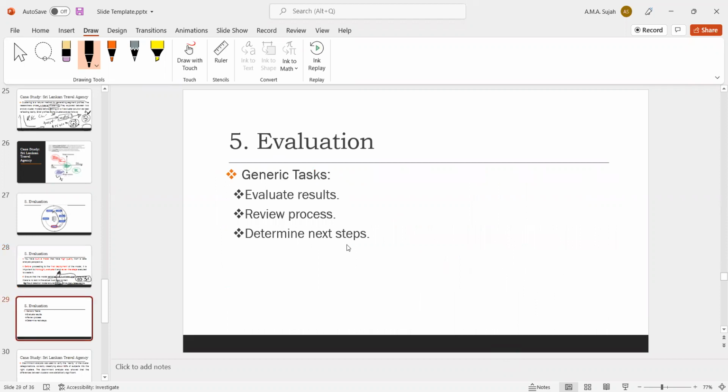These are the steps we discussed. Evaluate the results, in the sense we evaluate the clusters. If we have 5 clusters, we need to evaluate what the specific properties of each cluster are, what the interests are, everything we can evaluate. Also, we will review the process and determine the next step, whether we will deploy or restart from the beginning. It depends on the results we get from the model.